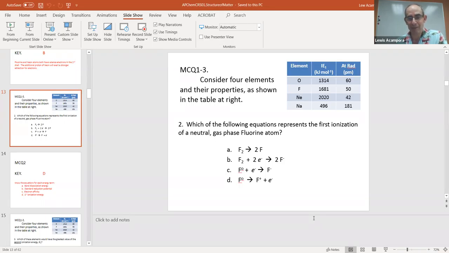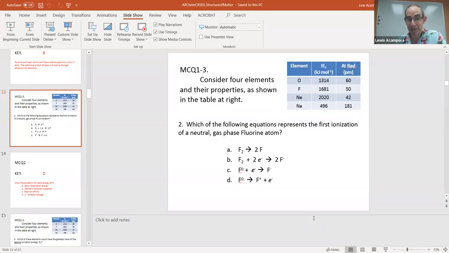Same table of 4 elements with their properties. And now you're asked which of the following equations represents the first ionization of a neutral gas phase fluorine atom. And you're given 4 choices. I'm going to guess that no one's going to be suddenly interested in chatting. So I'll just give you a second to read over those choices. And then we'll see what that involves. Is everyone out there thinking?